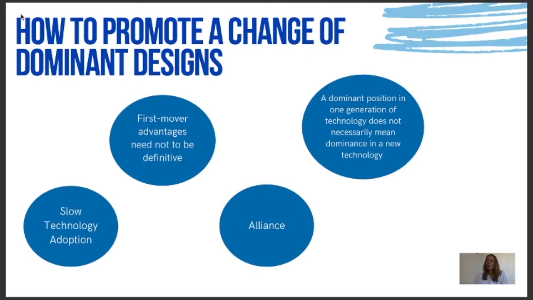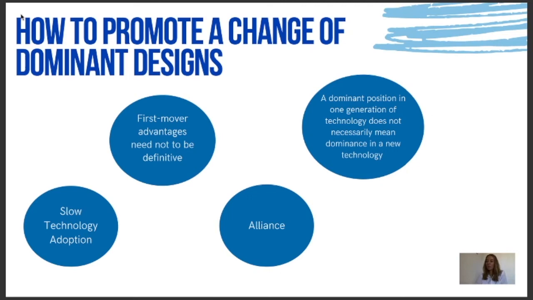So, the adoption of a new technology can be very slow if you have an unattractive price performance ratio and if it requires the adoption by a large number of players, which may make it quite difficult. And being a first mover does not always result in an advantage. As I said before, winning often requires building alliances. And a really important point for managers to have in mind is that a dominant position in one technology generation does not necessarily mean that you're the leader in the next generation as well.